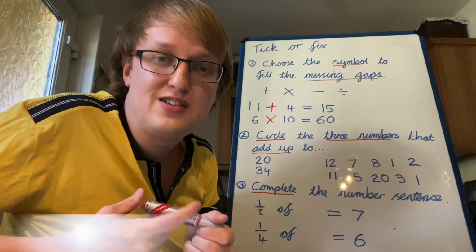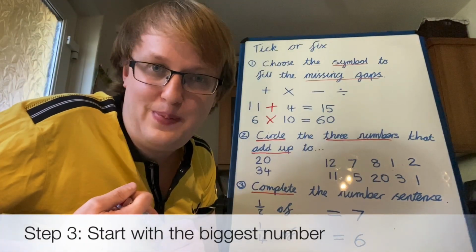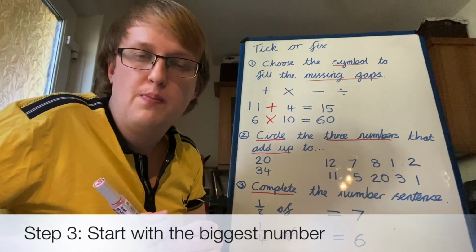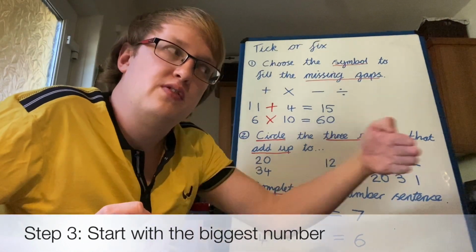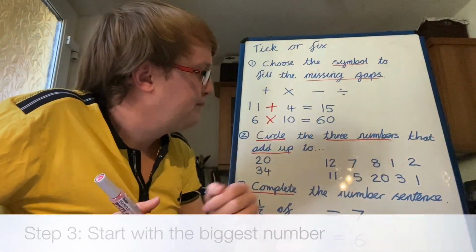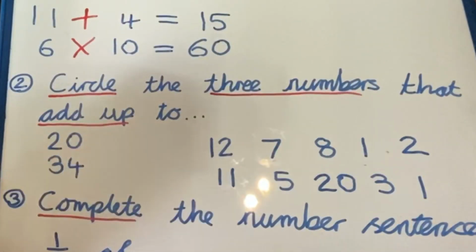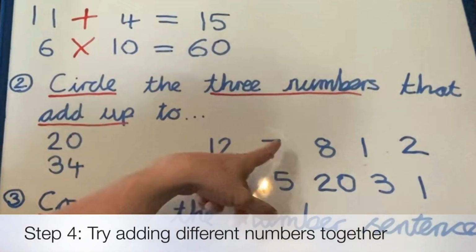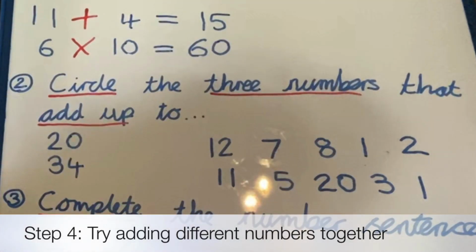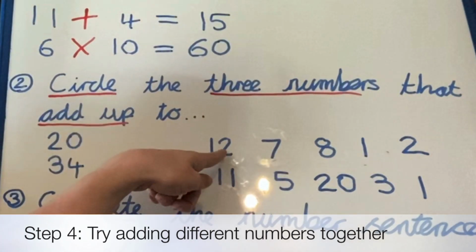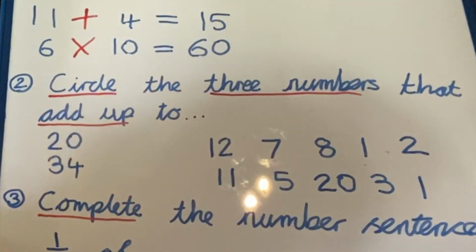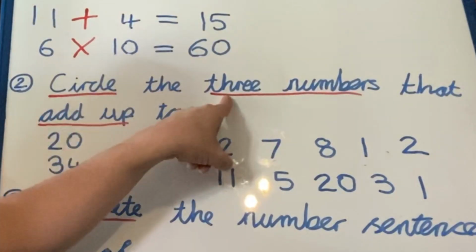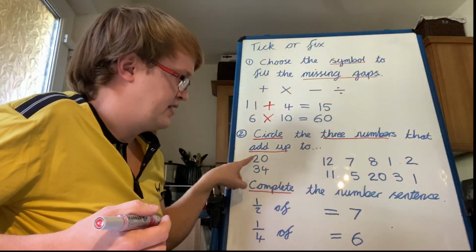Step 3, I'm going to start with my biggest number. Quite often, with lots of the calculations we do at school, we start with the biggest number, then you find that you have less to go when you're adding. So let's start with 12. I'm going to go for my next biggest number, which is 8. 12 add 8 is, I know my number bonds, 12 add 8 is 20. Yay! Oh wait, I need to have 3 numbers that make 20.